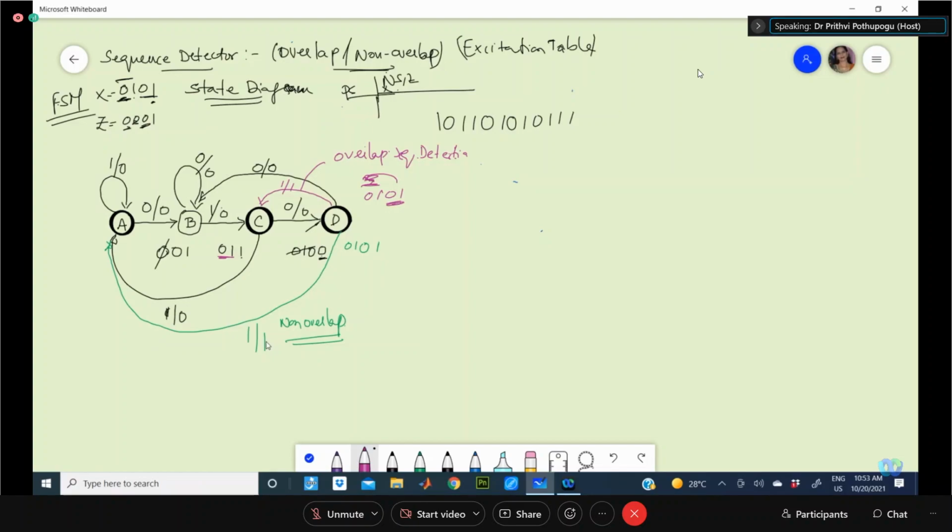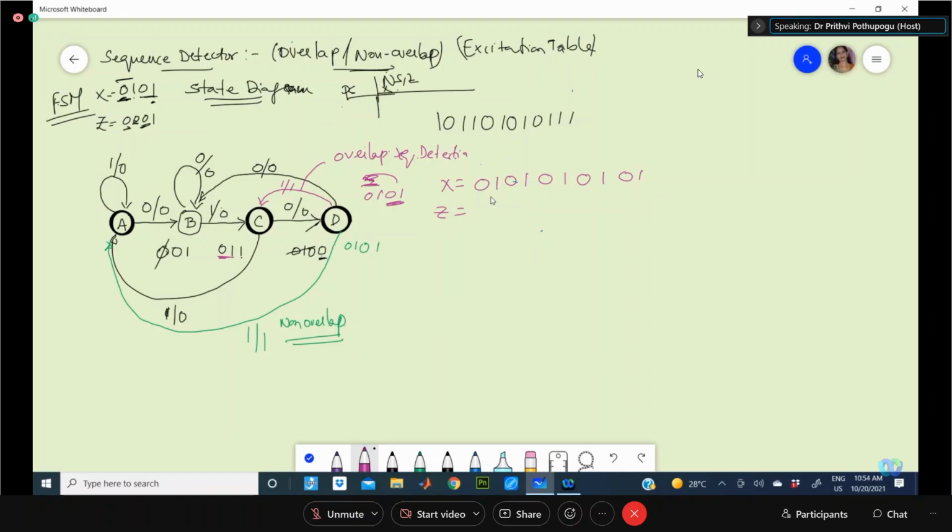Understood? See, you can check this even if you want. Say the inputs are 0, 1, 0, 1, 0, 1, 0, 1. I'm taking a simple example. These are the input bits you are getting in. They will be random inputs. For explanation, I'm taking this sort of input.